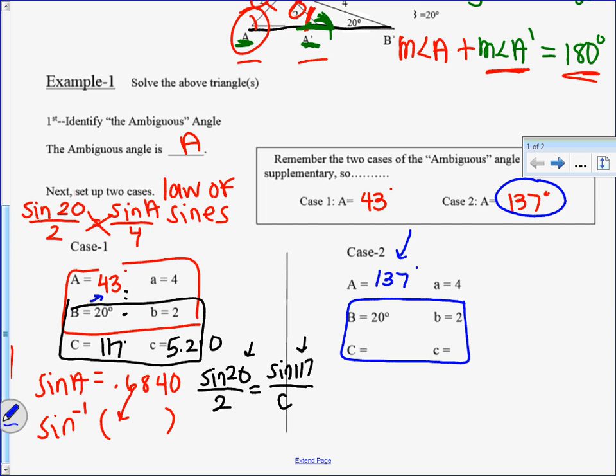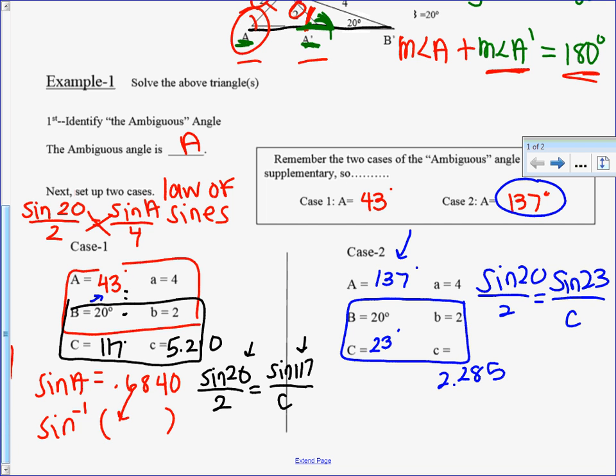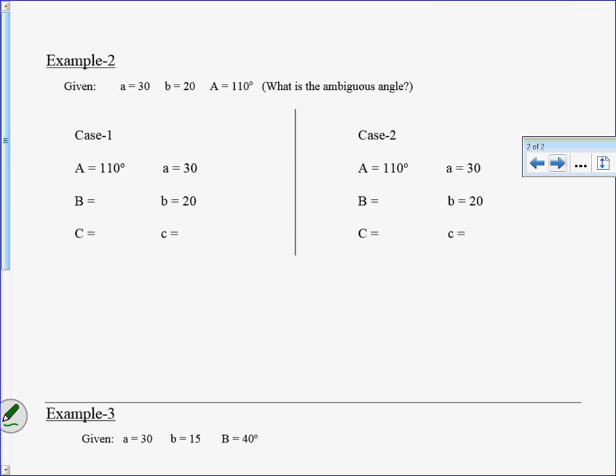So you would do 180 minus 137 minus 20 to get this angle is 23 degrees. Guys, if you get positive degrees here, that most likely means that there's a second triangle that exists. So I'm going to do law of sines using this. Sine 20 over 2 is equal to sine 23 over little c. And when I cross multiply and solve, I get 2.285 for little c. So for this case of the ambiguous case, we have two triangles that exist, and we solve both triangles. Let's go to the next page and see what happens now.